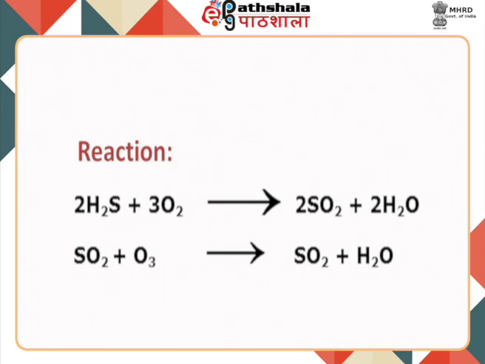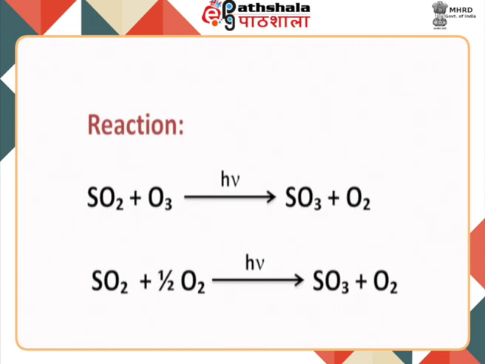2H2S plus 3O2 gives 2SO2 plus 2H2O. H2S plus O3 gives SO2 plus H2O. Sulfur dioxide, whether from the oxidation of H2S or from direct emission, persists in the atmosphere for 2 to 4 days, during which period it is dispersed to distant places as well as oxidized to sulfur trioxide, both chemically and photochemically.